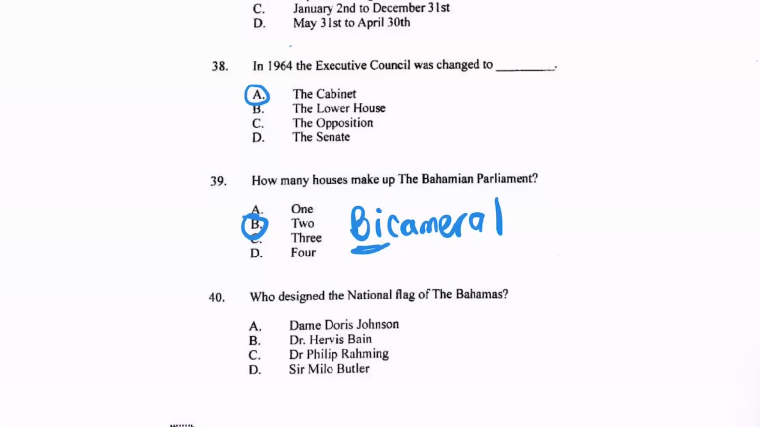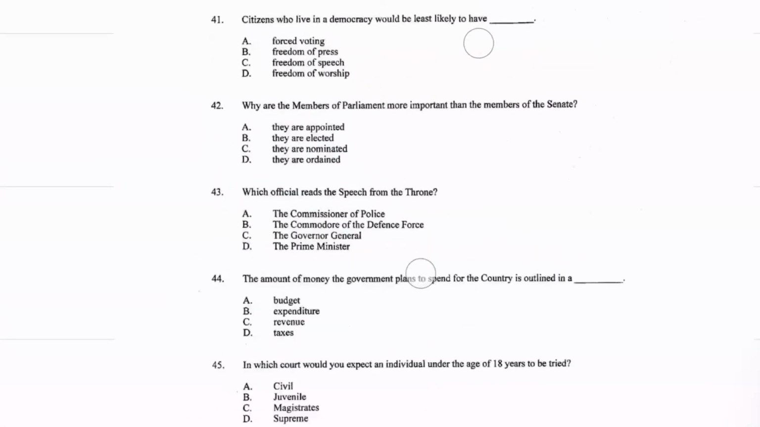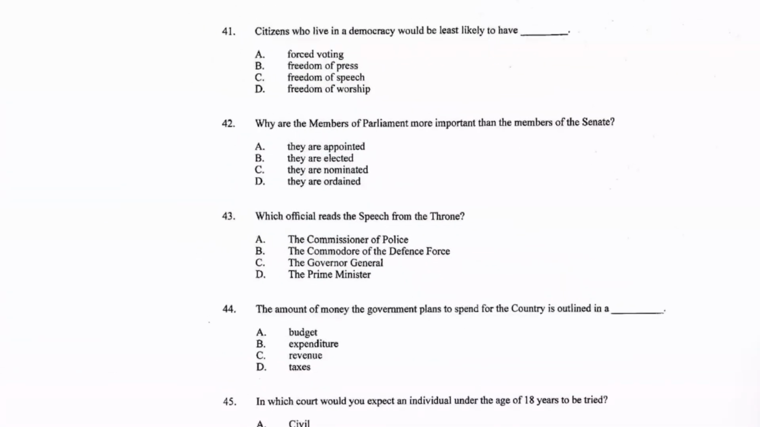The answer is B, it's Dr. Hervis Bain. It was B. Okay. Citizens who live in a democracy would be least likely to have which of those things? A, forced voting, B, freedom of press, C, freedom of speech, or D, freedom of worship? Okay, DeMarco, you're saying C? Or is that from the other answer?